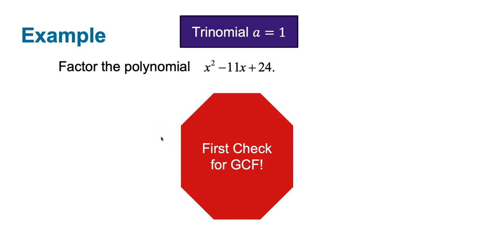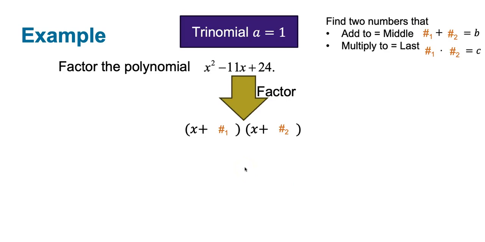Before we start our strategy, though, we must check for GCF. The GCF in this case is 1. Thus, we do not need to factor anything out, and we can proceed with our trinomial strategy. We must find two numbers such that they add to equal -11 and multiply to equal 24. We draw our two sets of binomials and get started with finding these two numbers.